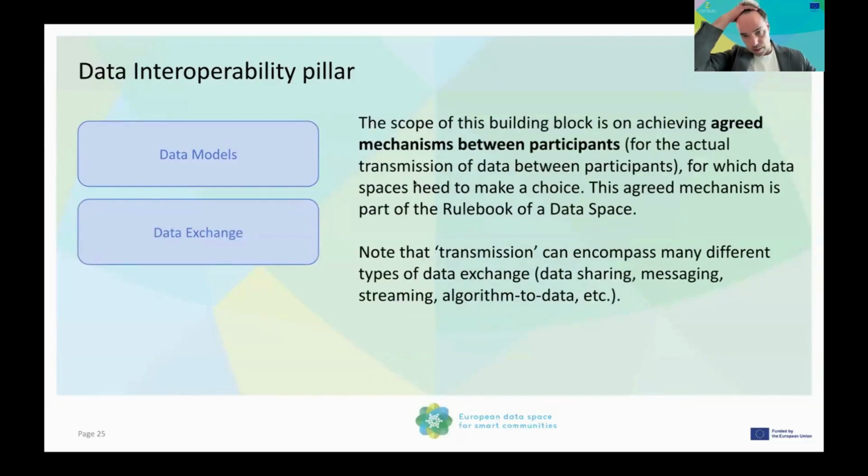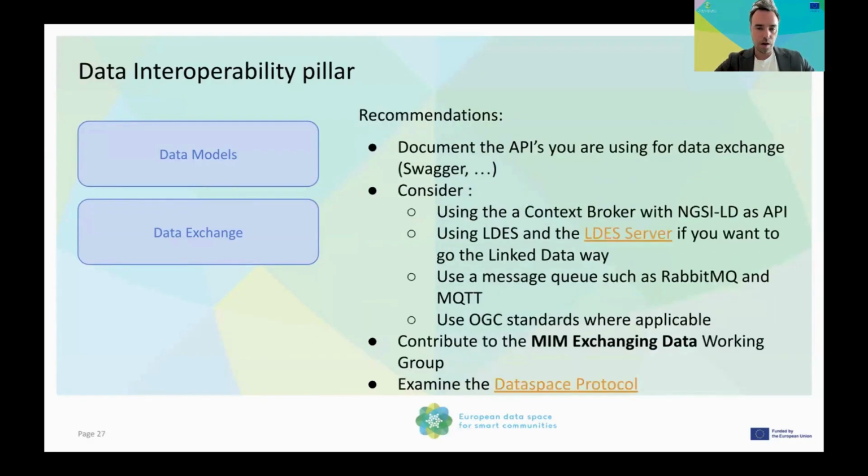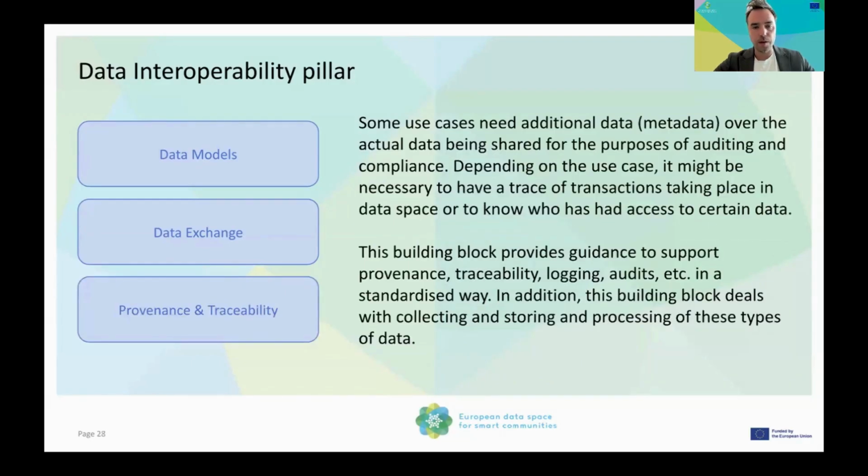Then for data exchange, as I mentioned, this is a way to have agreed mechanisms to exchange data between parties. The Data Space Support Center mentions the creation of a rule book for data space, and transmission is not necessarily simply providing an API. It might also be streaming data, subscription, PubSub-based data, WebSockets, and so forth. So it's very important to think about the right transmission method for your use case and for the data type that you are actually providing. Quite a lot of technical recommendations that we will go into later.